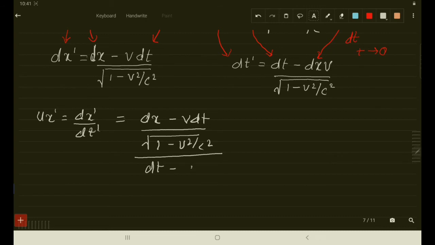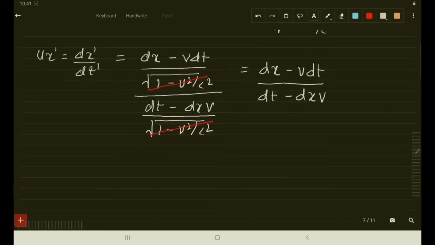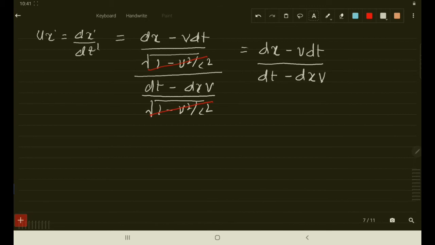dt minus dx into v, and the whole factor, that is root of 1 minus v square by c square. Now we can cancel these denominators, and what we will get is dx minus v dt divided by dt minus dx into v. Now what we will do is we will divide this numerator as well as this denominator by dt.